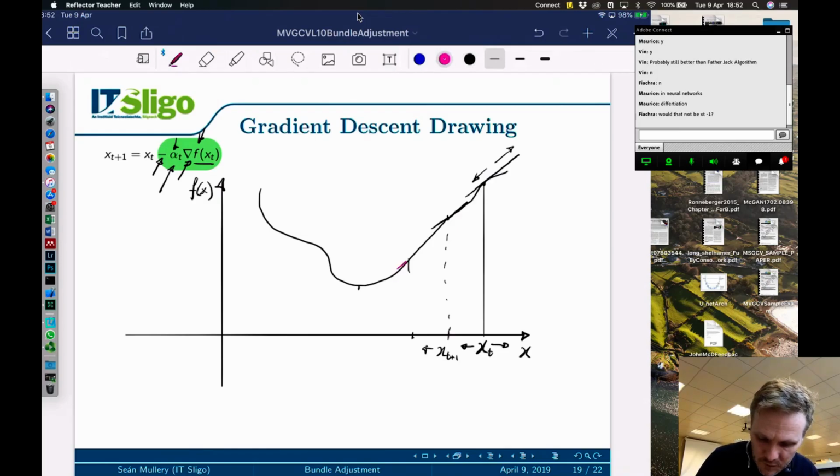Maybe take a different color here. We measure the gradient again. Once again, that maybe moves us to here. Okay, and now we've got a different gradient, which is much smaller. So we're going to take a smaller move because of that.